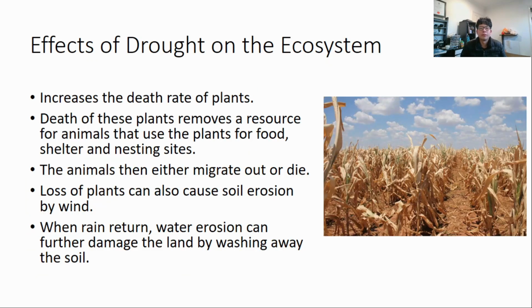The effects of a drought on the ecosystem include increasing the death rate of plants. Death of these plants removes a resource for animals that use the plants for food, shelter, and nesting sites. So the animals also are affected, and they have to either migrate out or unfortunately die. Loss of plants can also cause soil erosion by wind because nothing is holding the soil in place. And when rain returns, water erosion can further damage the land by washing away the soil. So drought is another big natural event that affects our ecosystems.